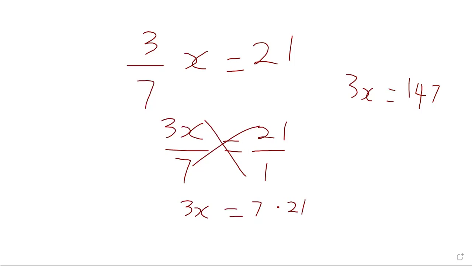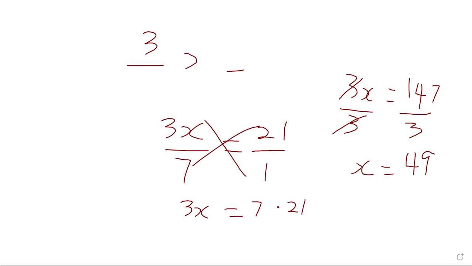3x equals 147. And now what you do next is divide both sides by 3. So x equals 147 divided by 3, which is 49. It's 49. So that's another example. All right, let's take another step.